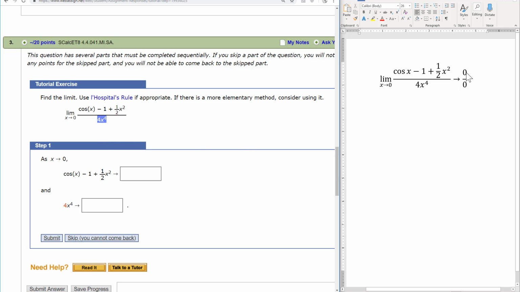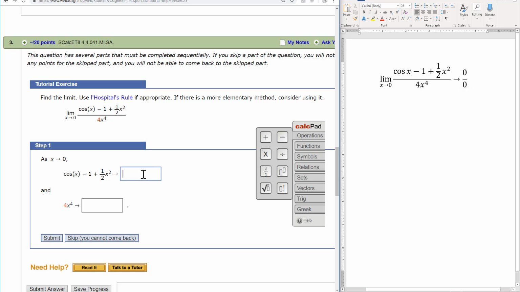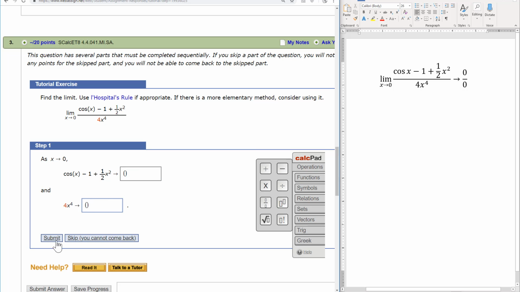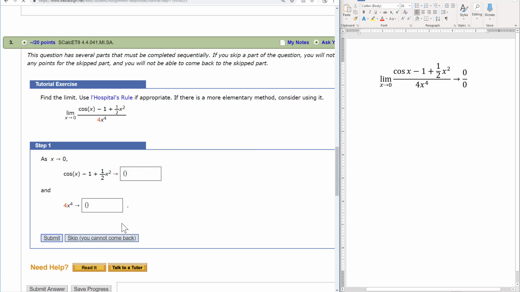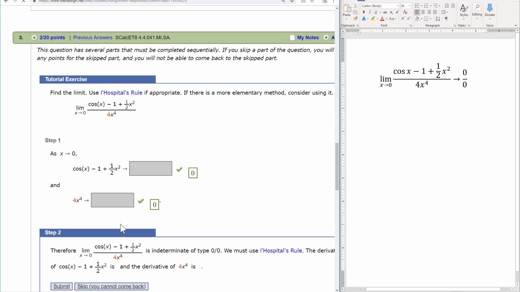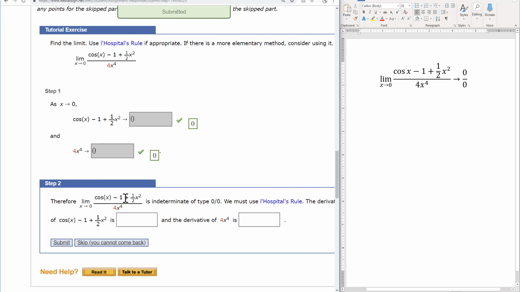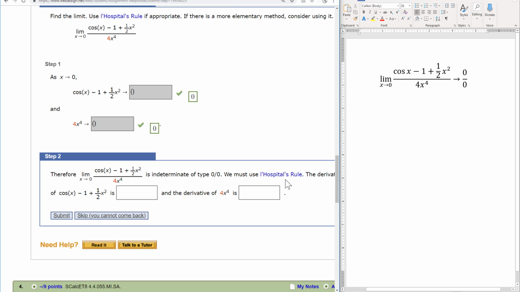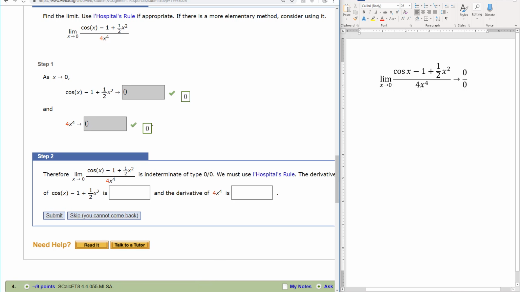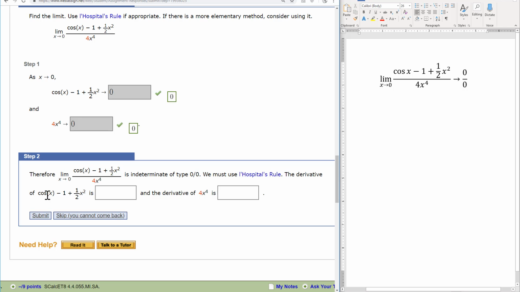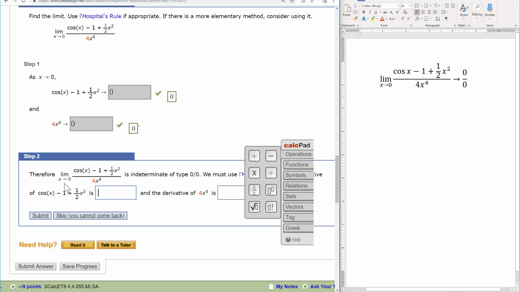Just want to point out that if you put 0 in for these values, you get cosine of 0 is 1, 1 minus 1 is 0, and 1/2 times 0 is 0. The denominator is also going to be 0, so we do have an indeterminate form, 0 over 0. Now that we know that, we can use L'Hopital's rule, and L'Hopital's rule tells us we can take the derivative of the numerator and the denominator separately.